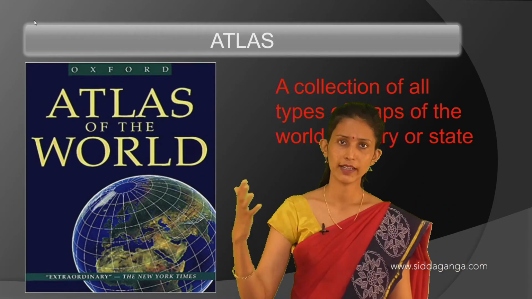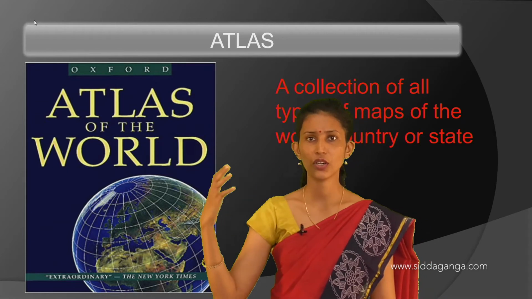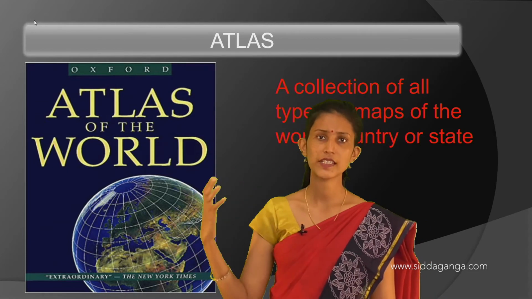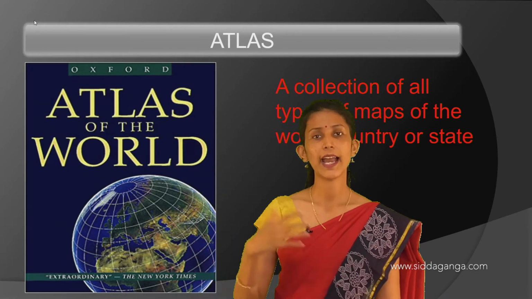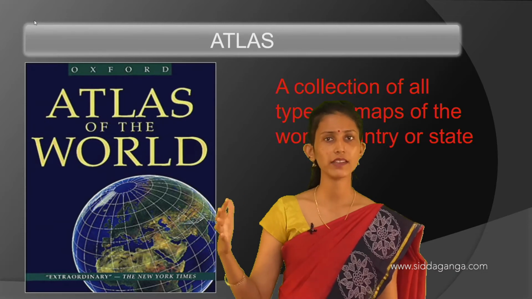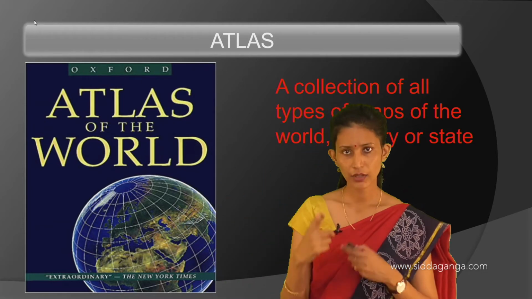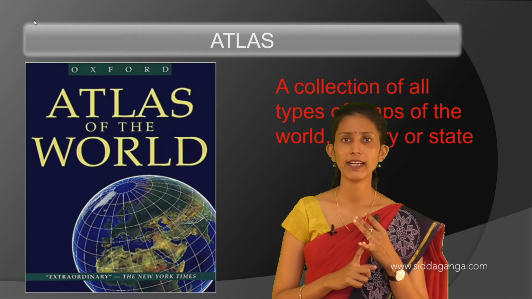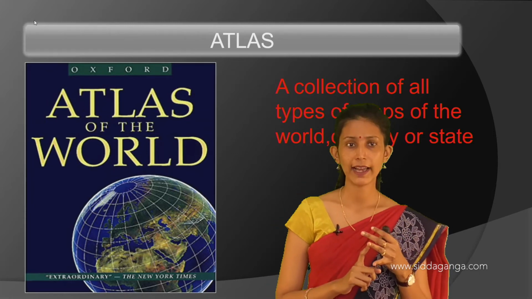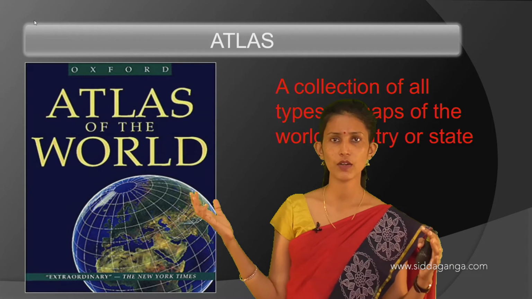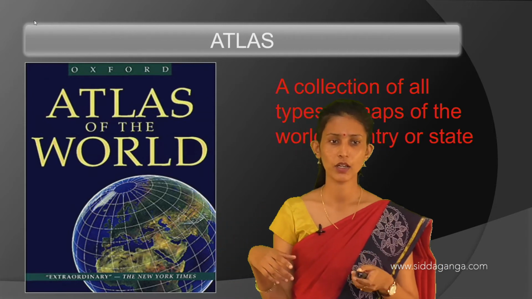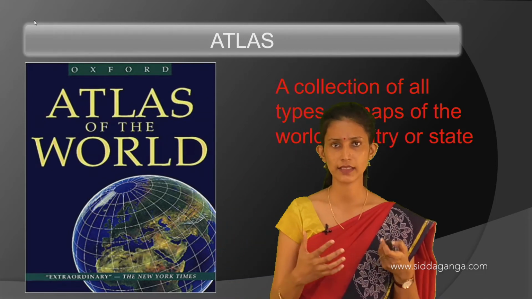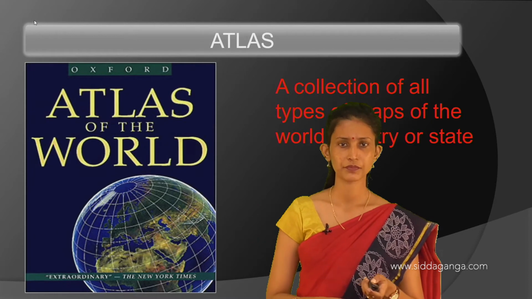It shows you your railway connections, your places, your districts, your states, everything, your food crops and everything that is there. Now go back to an encyclopedia if you have, and go back to an atlas and look. So this is a photo of an Oxford atlas of the world. A world atlas, so everything is present in there.